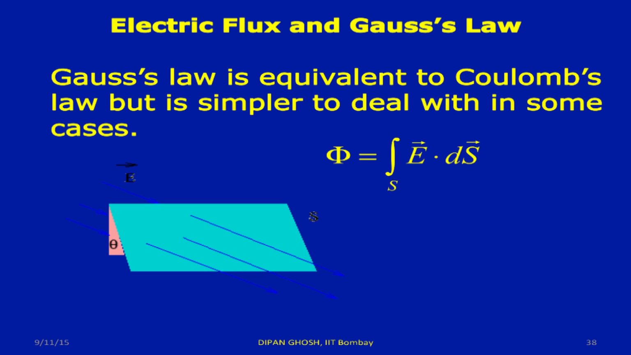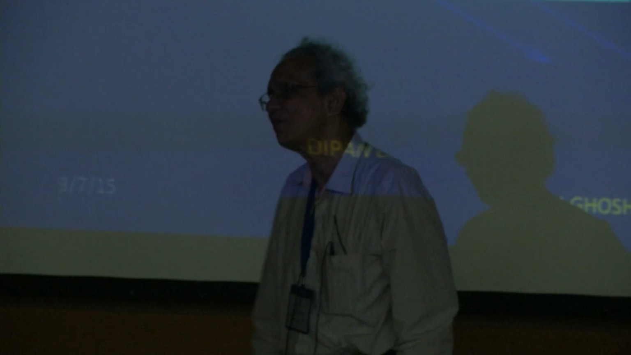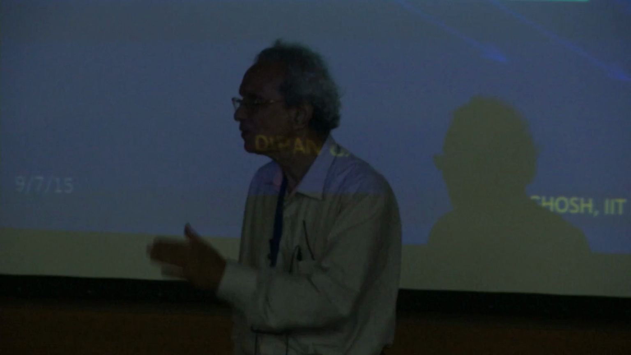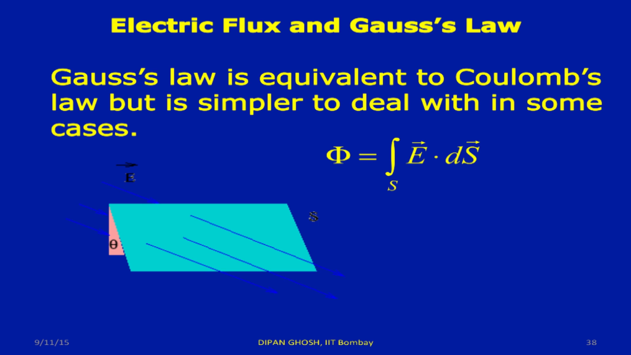So what we are trying to say is that, remember I defined the surface integral of a vector field. Electric field is a special vector field. So therefore I defined F dot ds, this is defined as E dot ds. So flux has the dimension of electric field times an area. That's the dimension of flux.